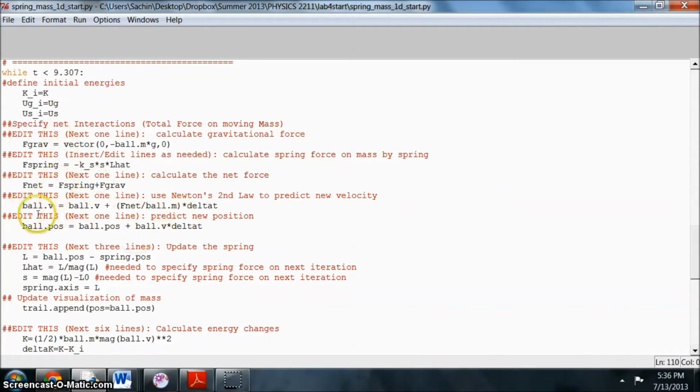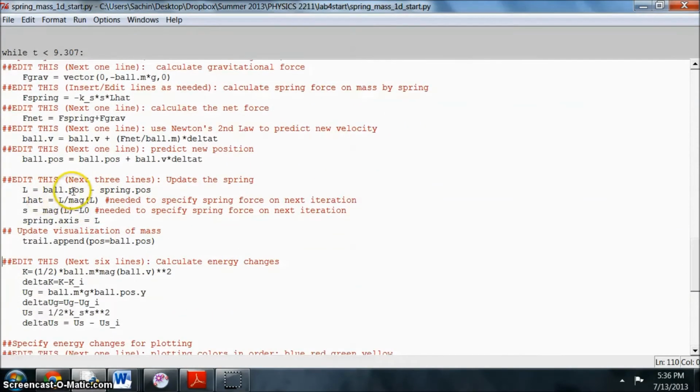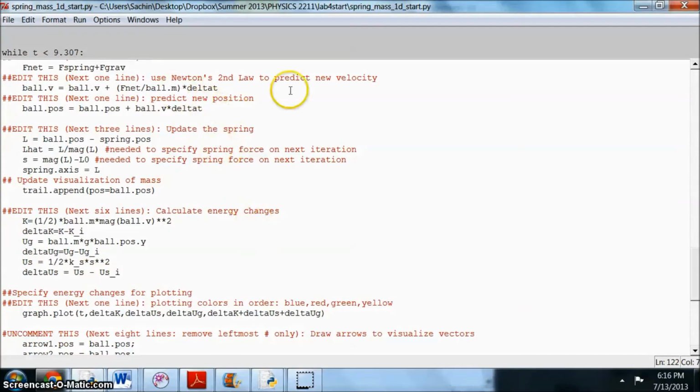And these two are very familiar to us now. It's the momentum principle and the position update formula. So the position is going to get updated every time, and a new L will be calculated from the position of the ball minus the position of the spring. L hat will give us direction, as we saw earlier, and s is the stretch or compression of the spring. One thing I do need to mention is that Newton's second law and the position update formula are going to give us new velocities and new positions, which means that K and UG are going to change, because at every new position, a new velocity will be there and a new position will be there for potential gravitational energy. And down here we tell Python to graph it, so now let's look at the graph.